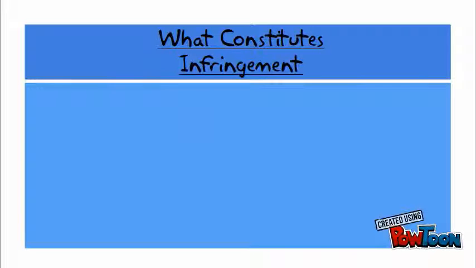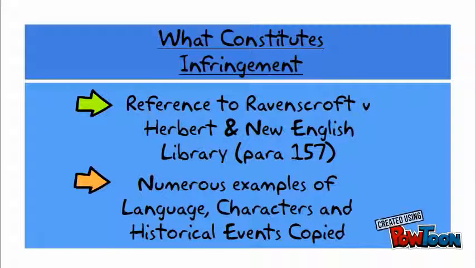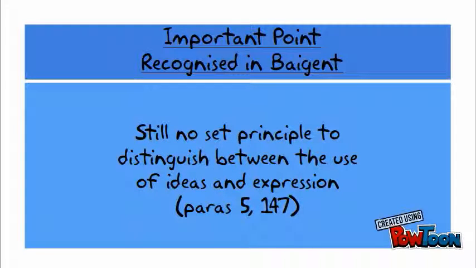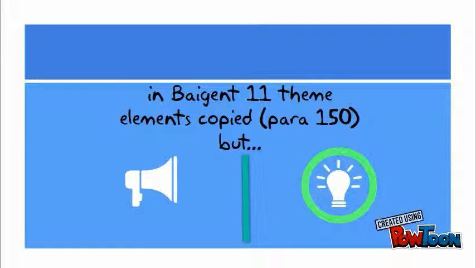Well, a comparison was provided to a previous case, Ravenscroft and Herbert and New English Library, in which there are approximately 50 instances of language, characters, and historical events copied, and so did constitute copyright infringement. However, it was recognized that there is still no set principle which distinguishes between the legitimate use of ideas and unlawful copying of expression. Ultimately, in Baigent and Random House Group, it was held that there was copying of 11 theme elements, but this fell on the ideas side of the dividing line.